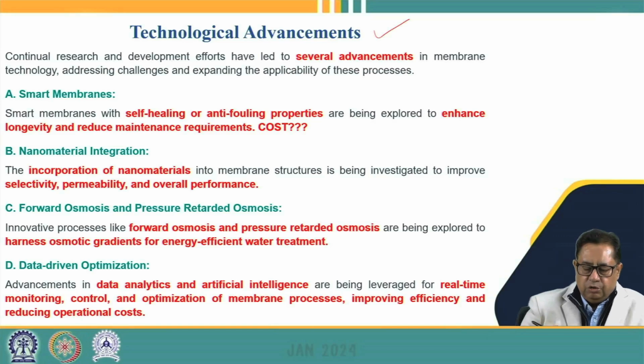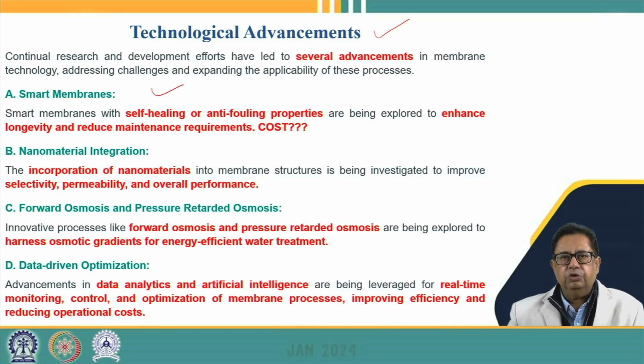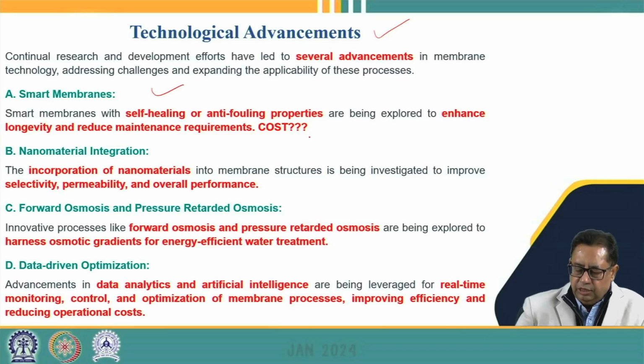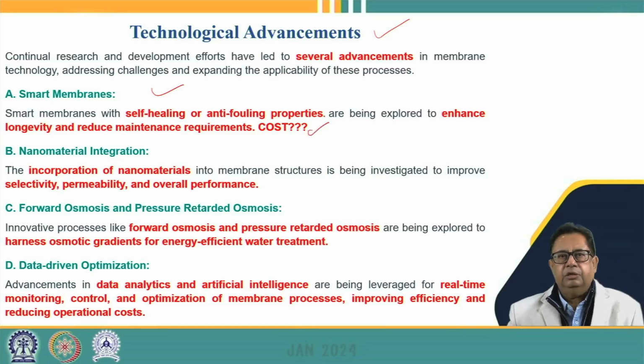For example, nowadays people are working on smart membranes, researching self-healing or anti-fouling properties so that it can enhance longevity as well as reduce the maintenance costs of the membrane bioreactors. Again, the membranes being produced, for example those that are self-healing or have anti-fouling properties, may be costly. So cost is a very important factor, and now people are working to develop smart membranes at a lower cost.